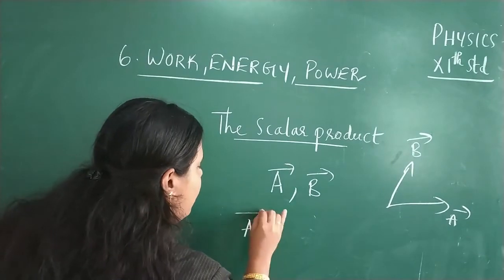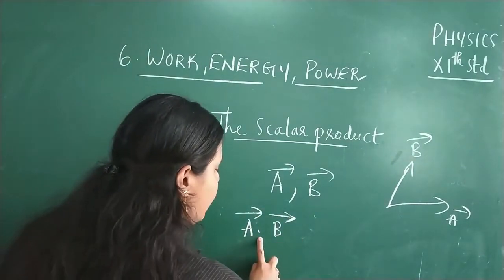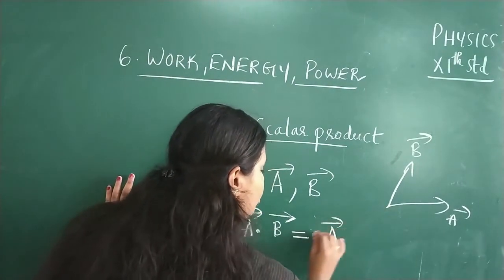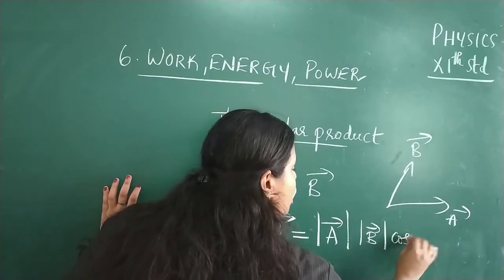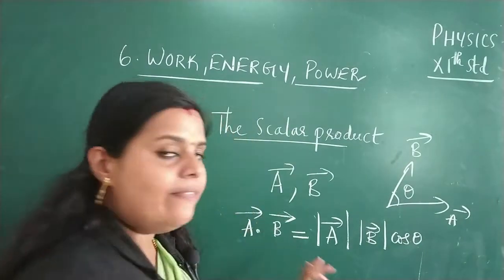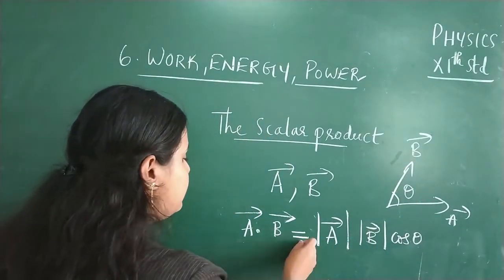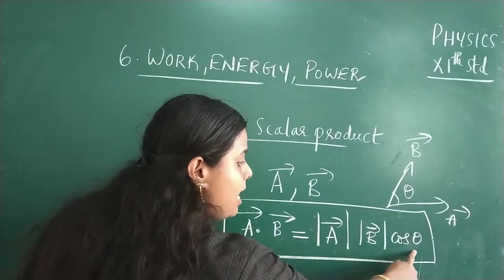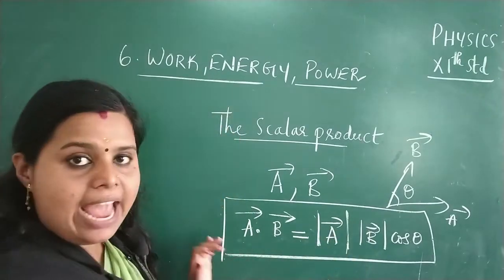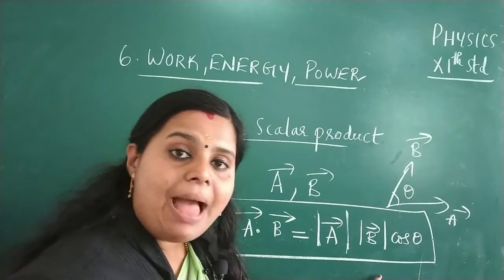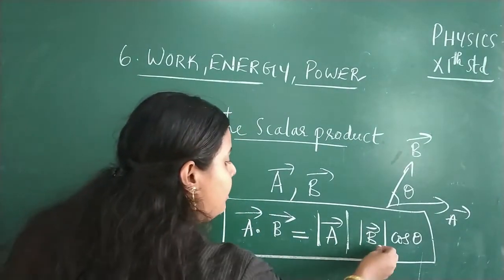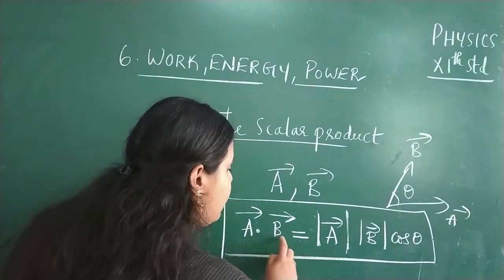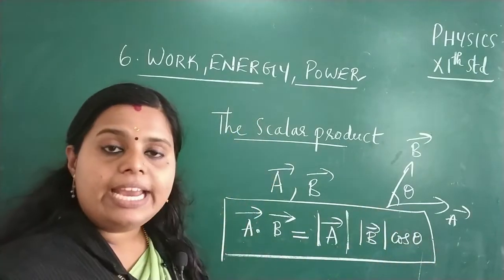As per the definition, the scalar product of these two vectors is represented as A dot B. This will read as A dot B. As per the definition, A dot B is equal to modulus of A into modulus of B into cos theta, where theta is the angle between the vectors A and B. Modulus of A is the magnitude of vector A and modulus of B is the magnitude of vector B. We know that A and B are two vectors, but the scalar product of these two vectors, that is AB cos theta, is a scalar.